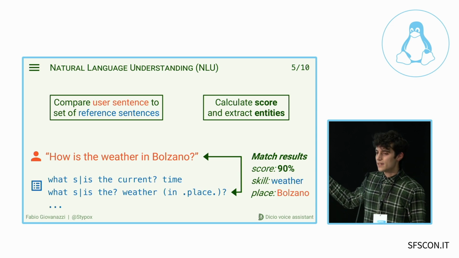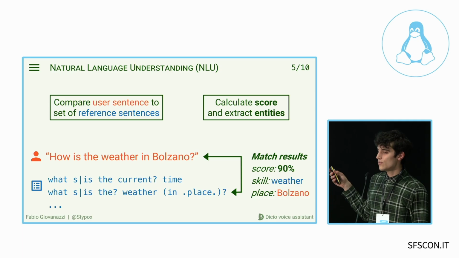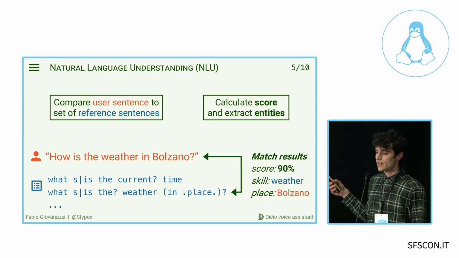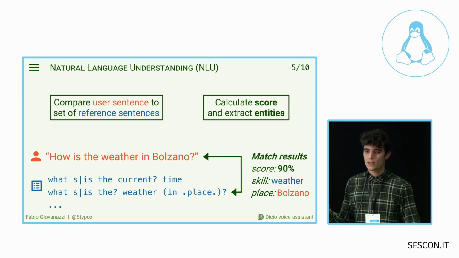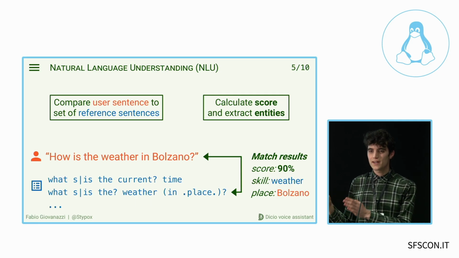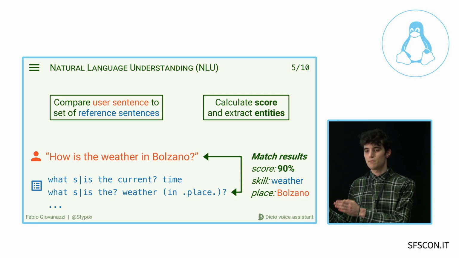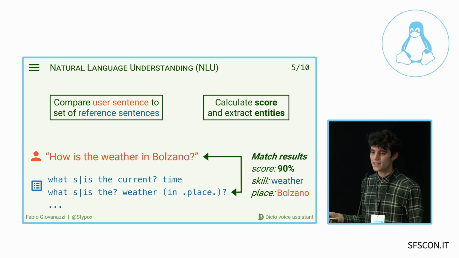And yeah, you see an example here. The point of this unit is also to extract entities. So if I say "what's the weather in Bolzano", it should be able to understand that Bolzano is the place I'm asking for weather, basically.